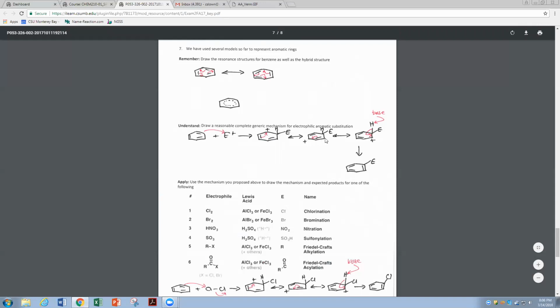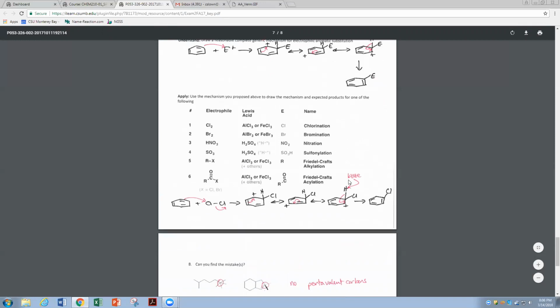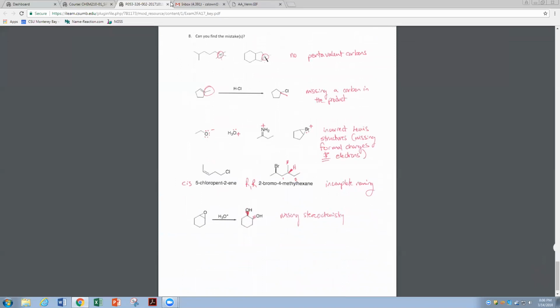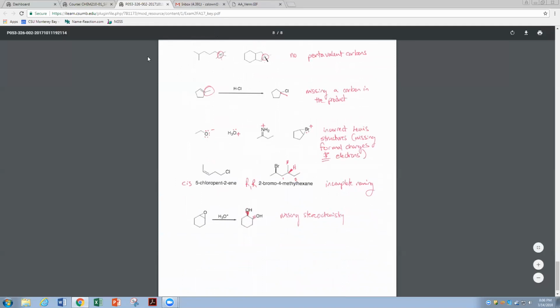And then, of course, right, at the end, you're going to need some type of base to deprotonate your hydrogen and reform your double bond, or reform your aromatic structure. And then you're going to apply this generic mechanism to any one of these examples of electrophilic aromatic substitution. Question number 8 is finding mistakes. So notice, remember, we can have no pentavalent carbons. Here, I'm missing a carbon, so make sure that you pay attention to your structures and don't leave anything behind.